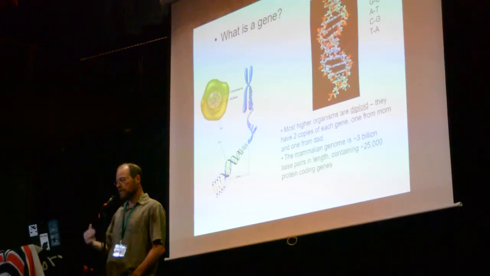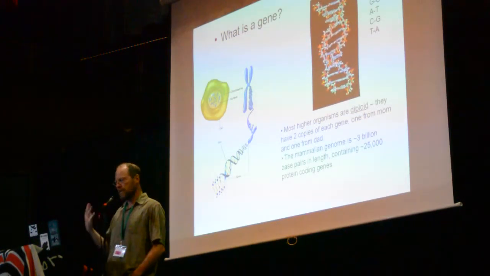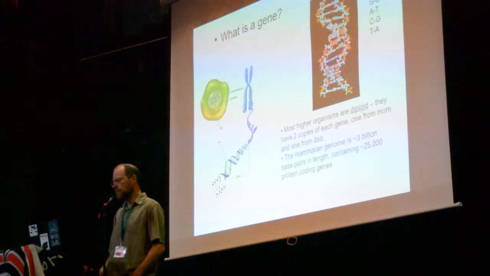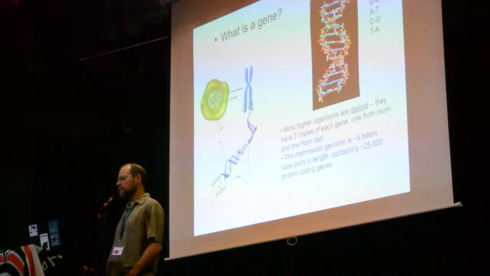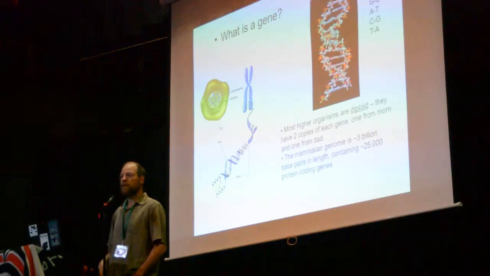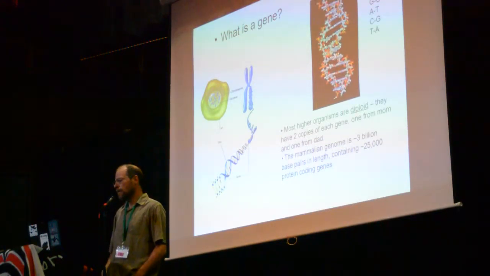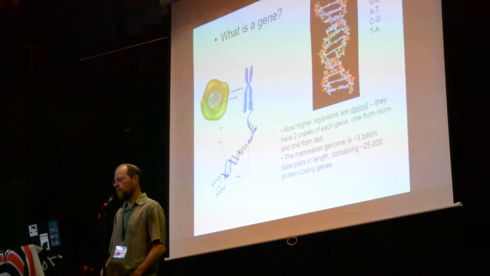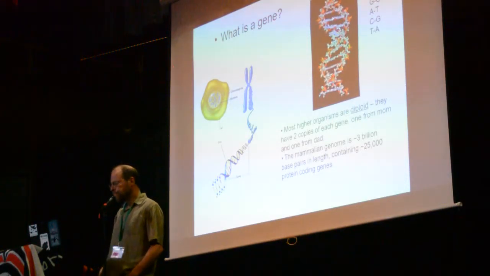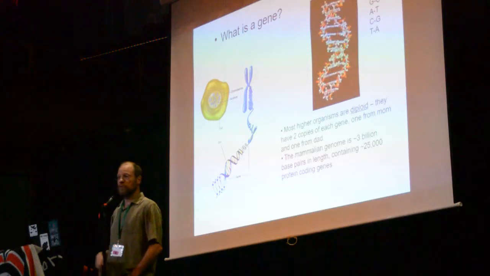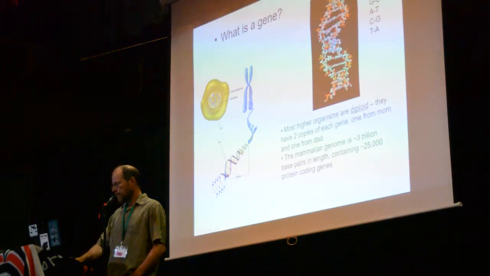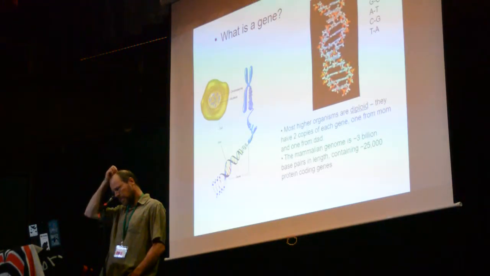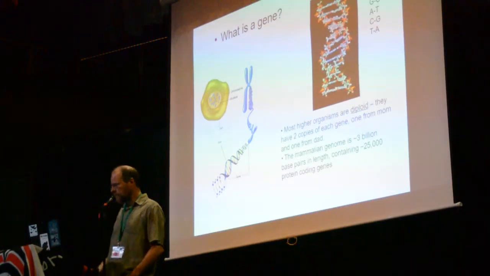So there's four letters in the code, G, A, C, and T, that stand for four different chemical subunits. And your typical mammal contains about 3 billion base pairs, 3 billion letters in their genetic code that code for about 25,000 genes. So that's true of humans. It's also true of killer whales.